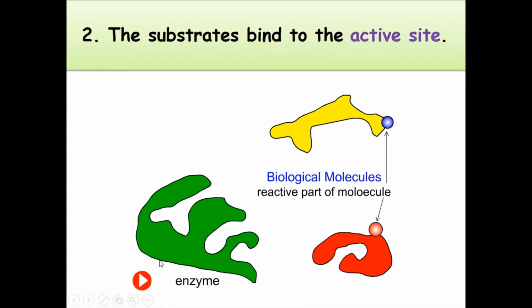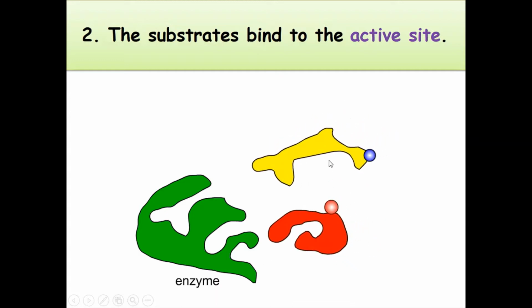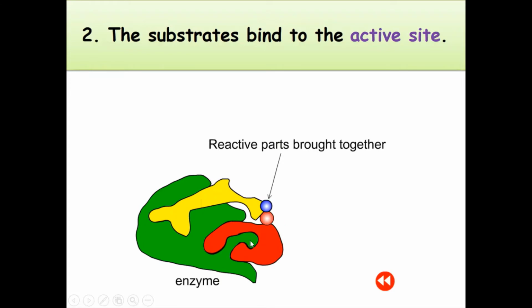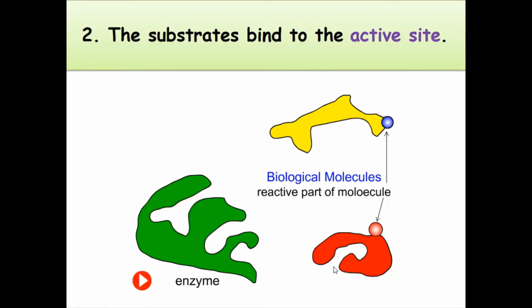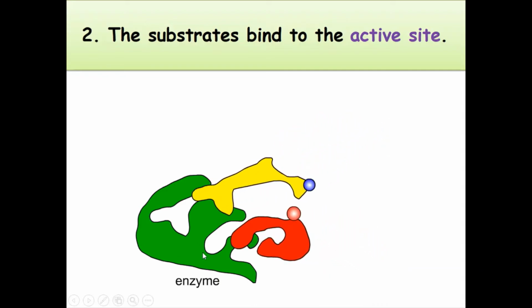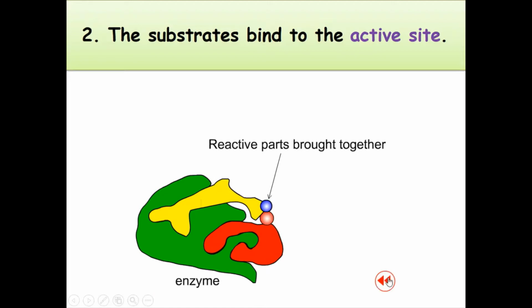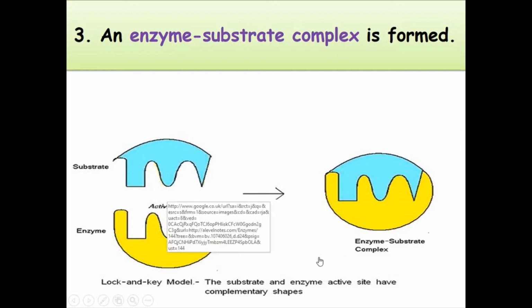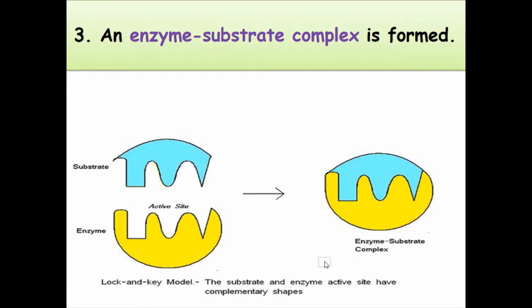Secondly, the substrates bind to the active site. Okay, so this is the substrate, this is the enzyme, and this is the substrate binding to the enzyme. Okay, so watch that again. So substrates bind to the active site. Okay, an enzyme substrate complex is formed. So when the substrate binds to the active site, an enzyme substrate complex is formed.